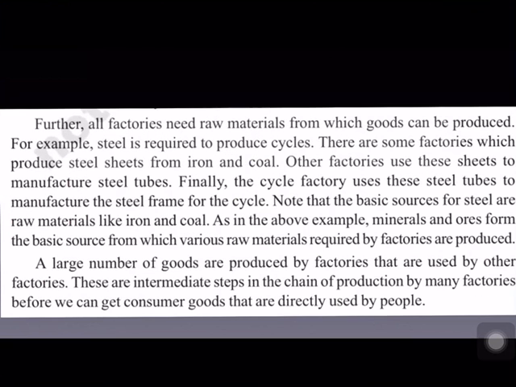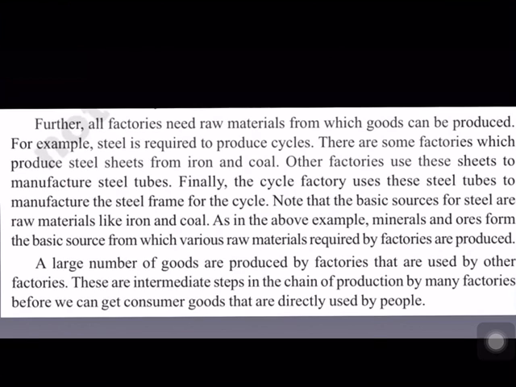Now, the basic requirement for producing any type of goods is raw materials. For example, steel is produced from iron and coal. By using iron ore and coal, we produce steel. This steel is used to produce cycles or almirahs. Some factories produce steel sheets by using raw materials like iron and coal, and these steel sheets are used for producing cycles, almirahs, etc. And some factories produce goods which are used in the production process of other goods by other factories.